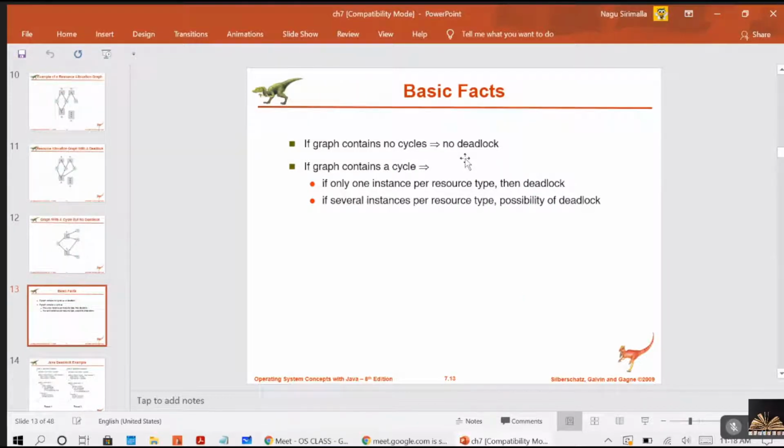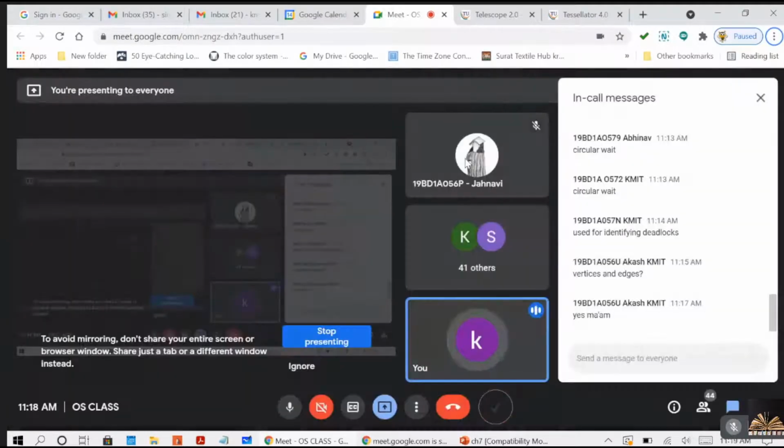If a graph contains no cycles, no deadlock. But if the graph contains a cycle, and you have only one instance per resource type, then there is a deadlock. But if you have multiple instances of the same resource type and you have a cycle, there is still only a possibility of deadlock. I cannot say that there is a deadlock, right? There is a possibility for the deadlock, right?